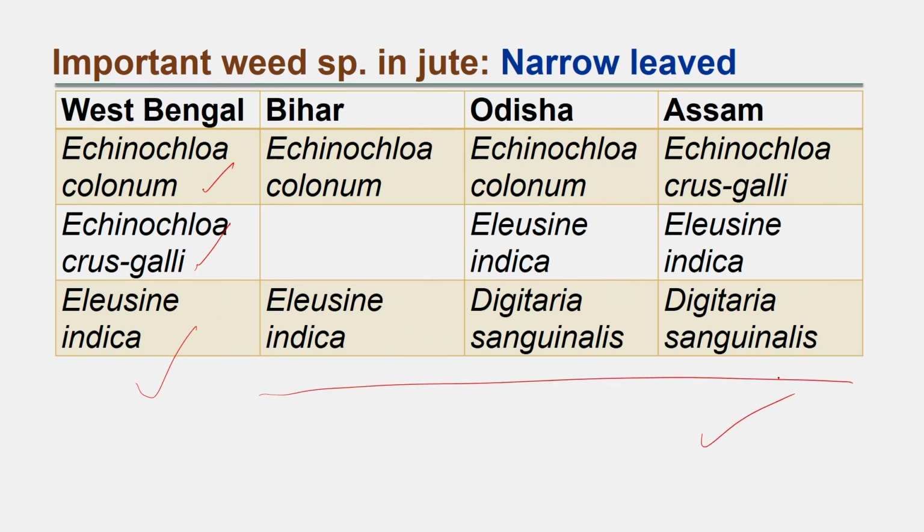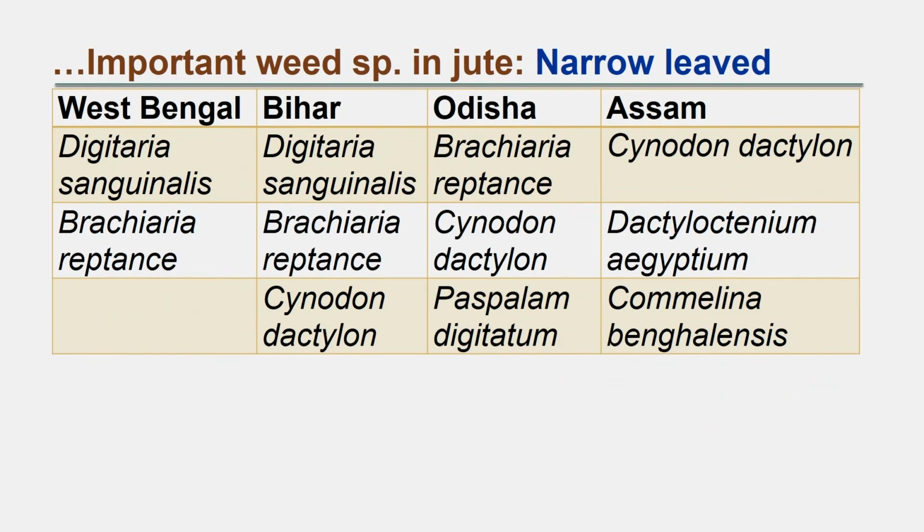You can say Echinochloa colonum is common, Eleusine indica is common. Similarly, Digitaria sanguinalis. So these are the major weeds across different states, and these all are narrow-leaved weeds. Similarly, you can see same kind of weeds in all the states like Brachiaria reptans and Cynodon dactylon in Odisha and Commelina benghalensis in Assam.